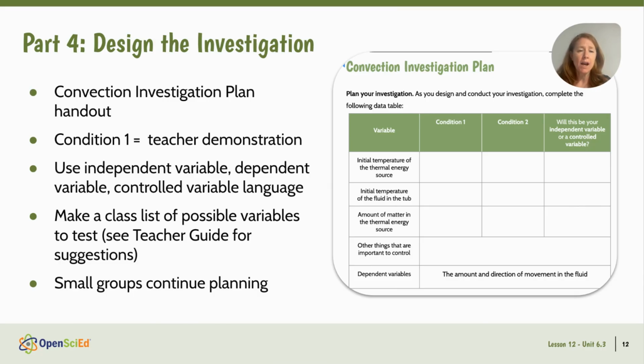So in this part of the lesson, we make a class list of possible variables to test. And then what I do is I use that as a checklist to let groups pick what they want to test. So I try to spread it out among the groups. It's okay if multiple groups test the same variable, but it's great if we have more ideas and we can test a variety. Keep using independent, dependent, control terminology here.